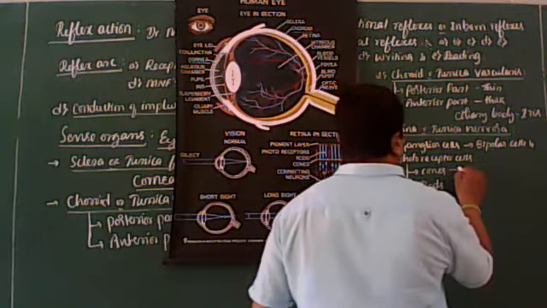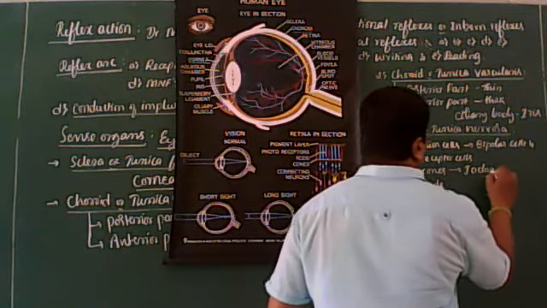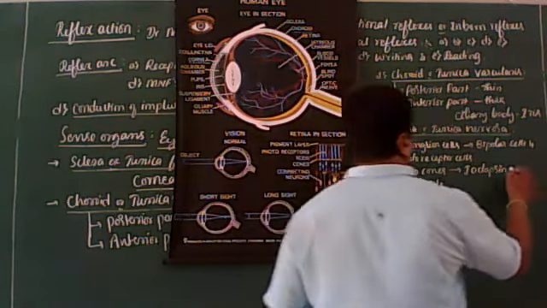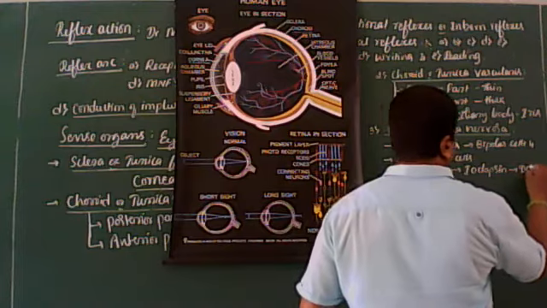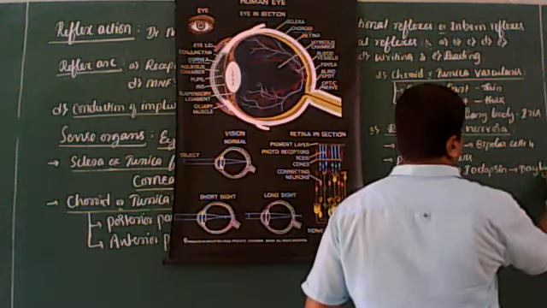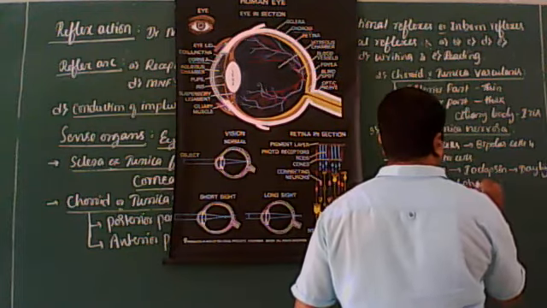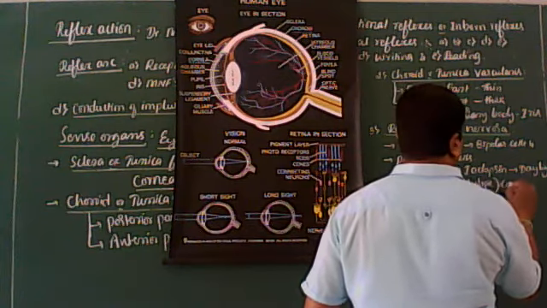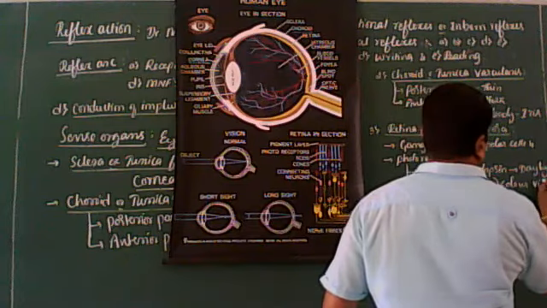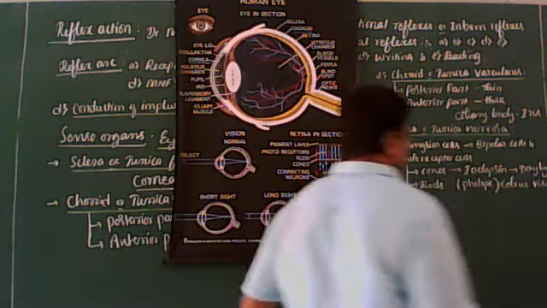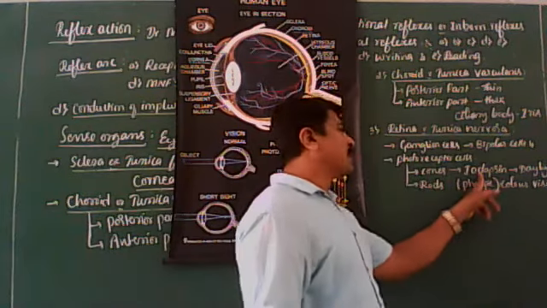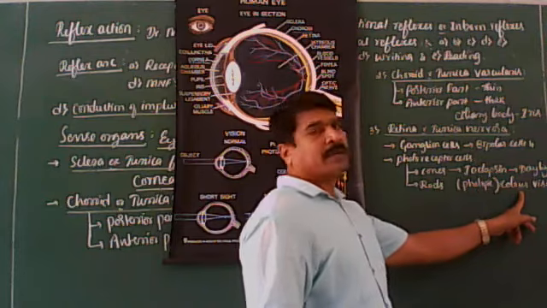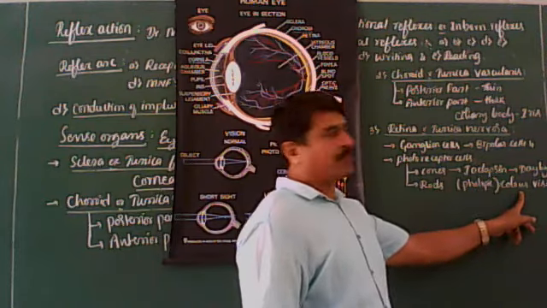Cones contain a photopigment called iodopsin, responsible for daylight vision, also called photopic vision, and color vision. I think it is very clear for you.